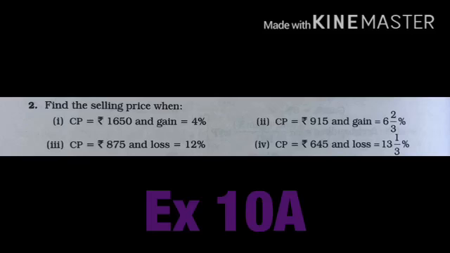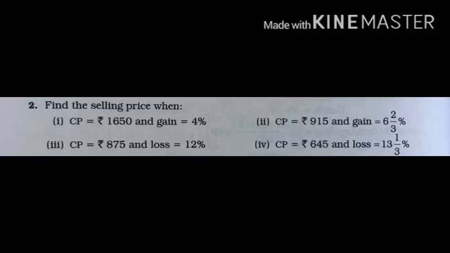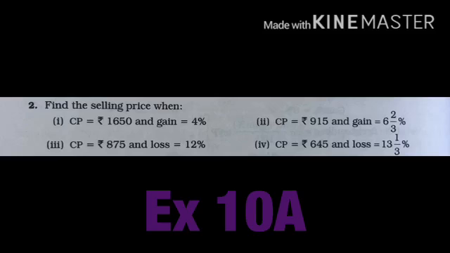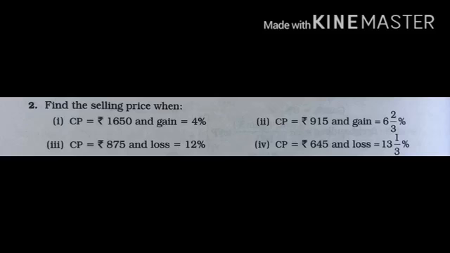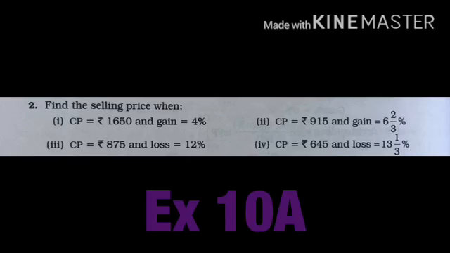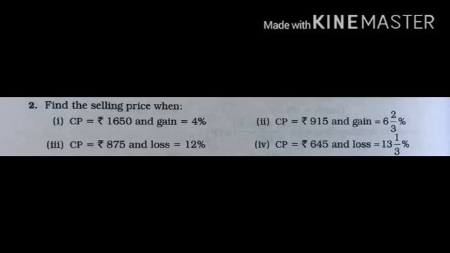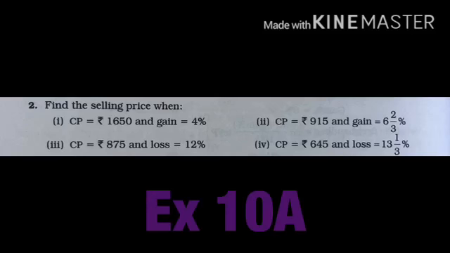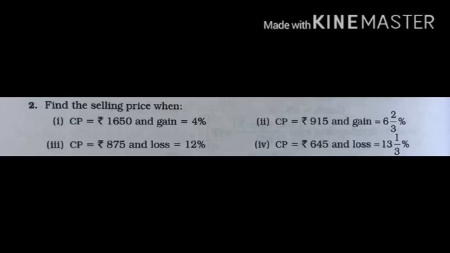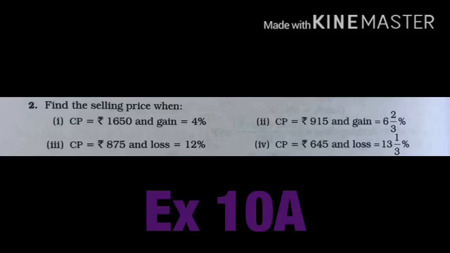Now the next question. Cost price is equal to 875 and the loss is equal to 12%. You can use the direct formula: selling price is equal to (100 minus loss percent) upon 100 multiplied by cost price. Or you can find it like this: loss in rupees is equal to 12% of 875. Then you find the loss in rupees, and then selling price is equal to cost price minus loss. Then you get your answer. Both solutions are right: by using the direct formula, or by calculating the loss or profit in rupees and then using the simple formula.